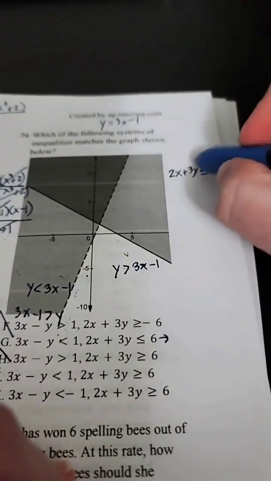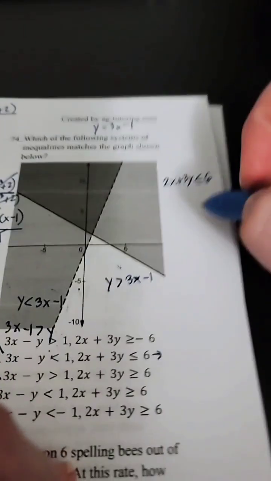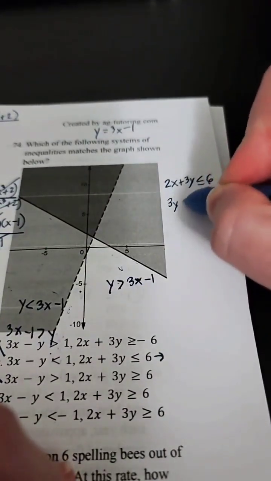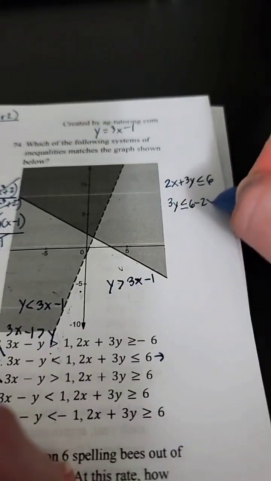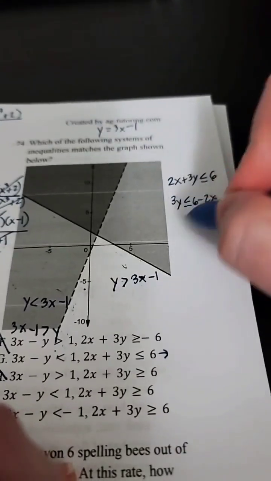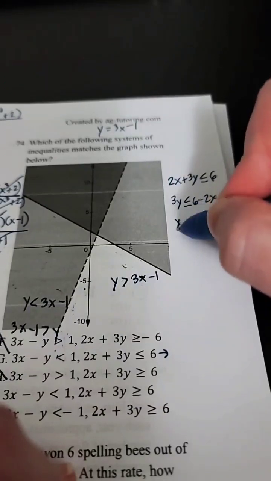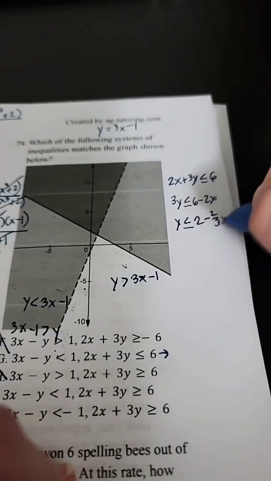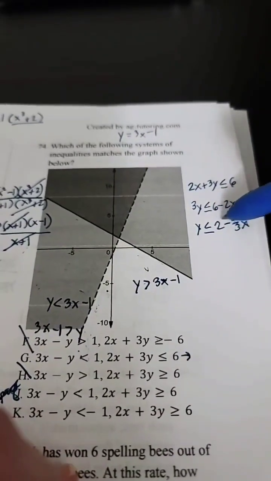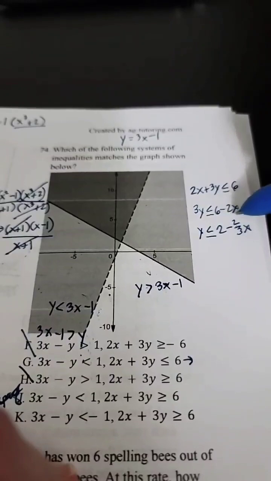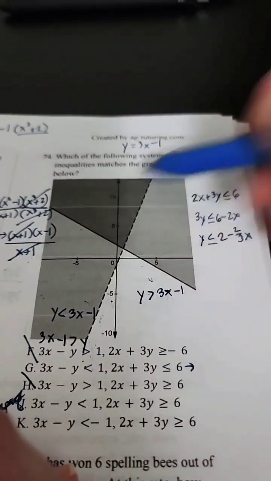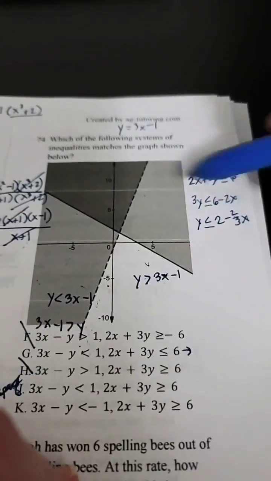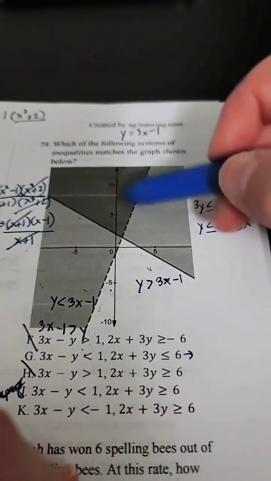I'm just rewriting it up here to get y by itself so that it looks more like y equals mx plus b. So now I'm going to say 3y is less than or equal to 6 minus 2x because I just subtract 2x from each side. I'm trying to get y by itself. Now I'm going to divide by 3 on each side. So then that's going to be 2 minus 2/3 x. So I have a negative slope and I have a positive y-intercept of 2. So I have to look and see, okay, is this a negative slope? Yes, it is. And do I have a positive 2 as my y-intercept? That could be positive 2.